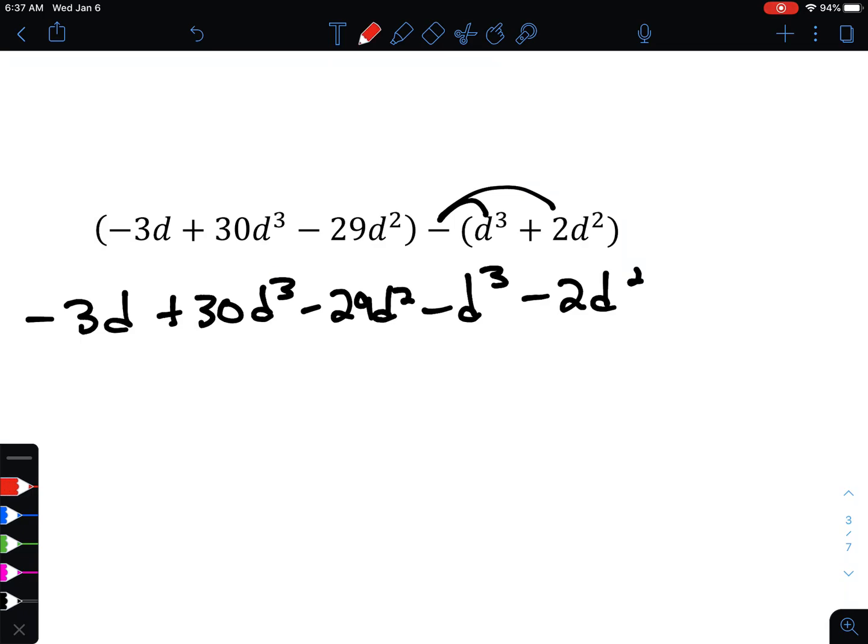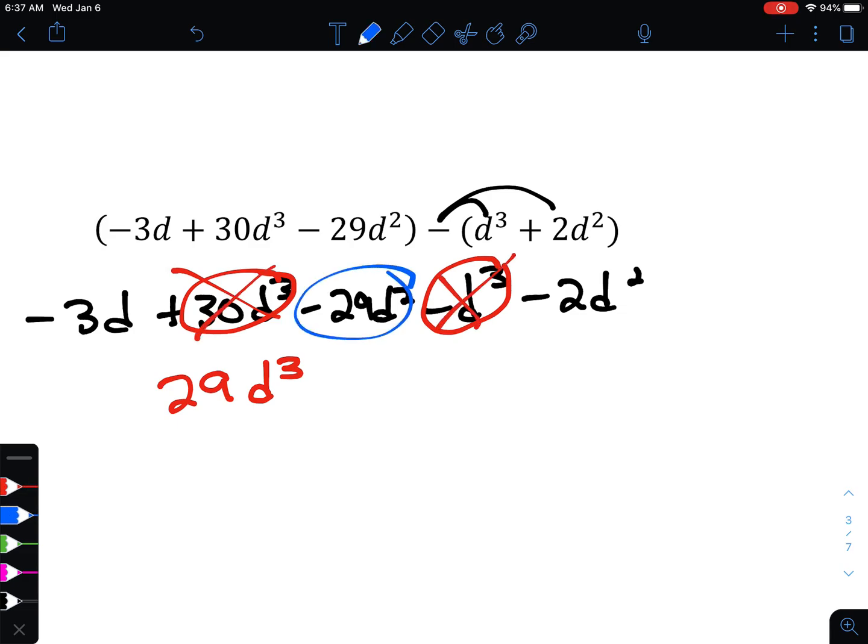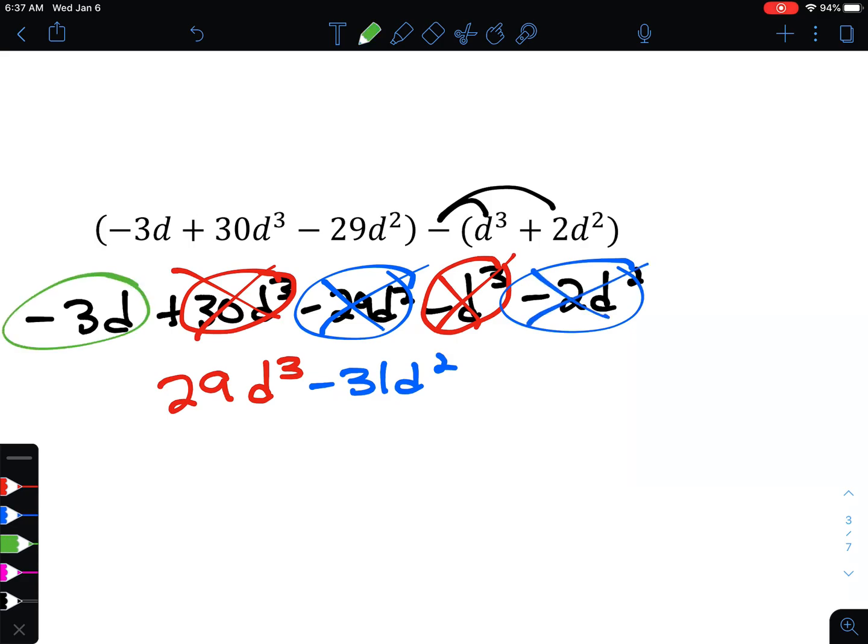All right, so looking for our highest degree, that would have to be d to the power of 3. If we take 30 minus 1, that's 29 d to the power of 3. Next up is d to the power of 2. We've got negative 29, and negative 2 is going to be negative 31d squared. Finally, we just have d by itself right here, so that's going to be minus 3d. And in this case, we don't have any numbers just by themselves, so no constant term. So then that's going to be it for our final answer.